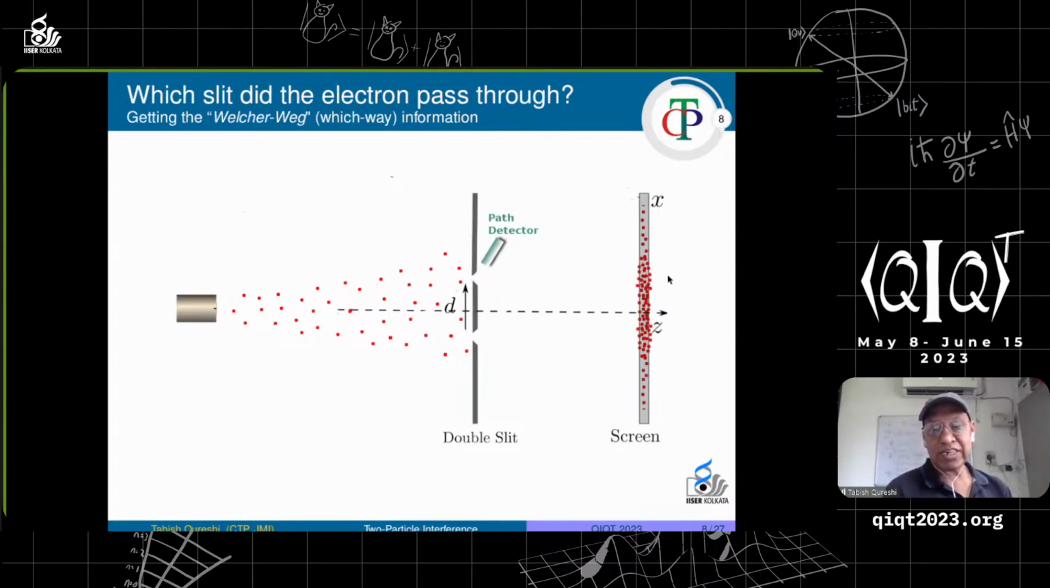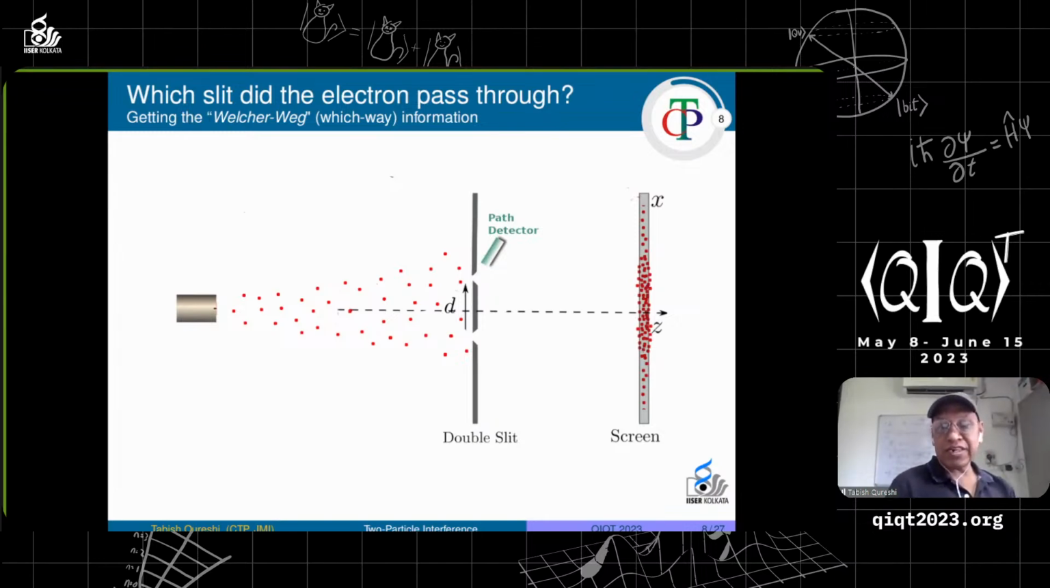So this is what you had expected when both slits are open, but when both slits are open, this is not what you get. But if you put a path detector, if you find which path the particle has followed, then that interference disappears and you get this sum of two patterns.